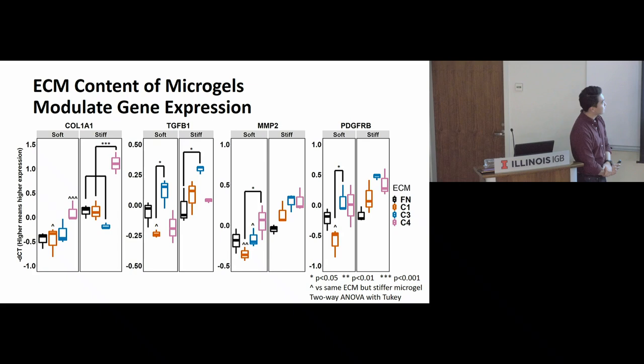So clearly, as we saw before in the immunostaining images, collagen 4 is expressed more highly in the stiff collagen 4 ECM environment. And TGF-beta 1, MMP2, PDGFR beta, these were all samples that had quite a lot of variation. I excluded some of the ones that didn't show a lot of differences. But as you can see, there are some significant differences shown from these four different genes.